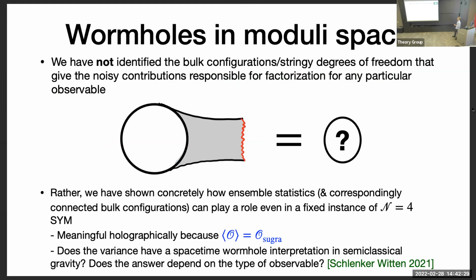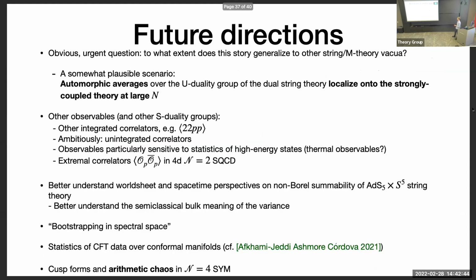Again, this is just what I said earlier. And the question we want to answer really is, does the variance have a space-time wormhole interpretation in semi-classical gravity? And as suggested by this recent paper by Schlenker and Witten, maybe there's some sense in which the answer depends on the type of observable.